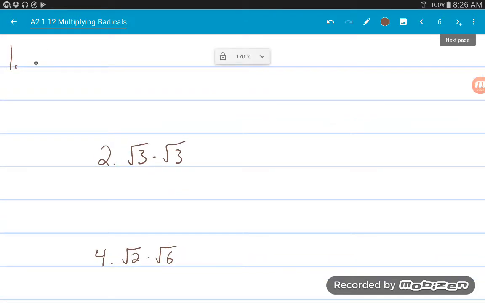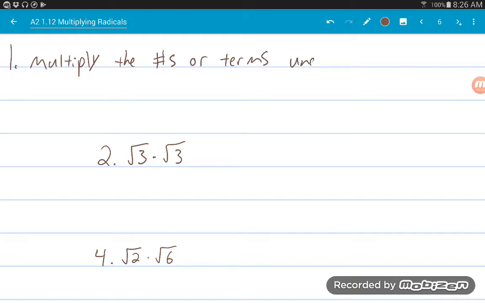Well, the way that we multiply them is we multiply the numbers or terms under the radicals, then simplify. Keep up on the notes because I can't pause because this is a video and not me.